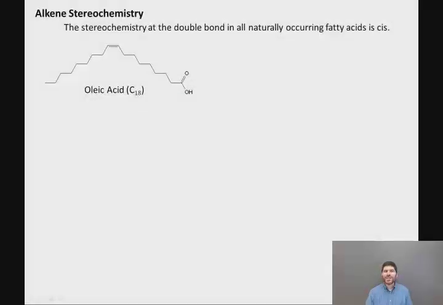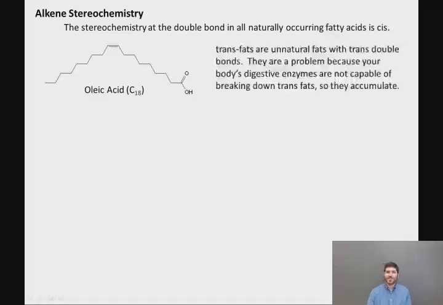Once we introduce the concept of double bonds, we have to raise the issue of alkene stereochemistry, because as you know, you can have either cis or trans geometry at an alkene. And in all naturally occurring fatty acids, the stereochemistry at the double bond is actually cis. Okay, so drawn here is the structure of the 18-carbon monounsaturated fatty acid called oleic acid.